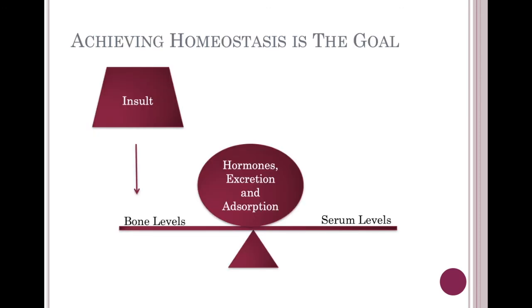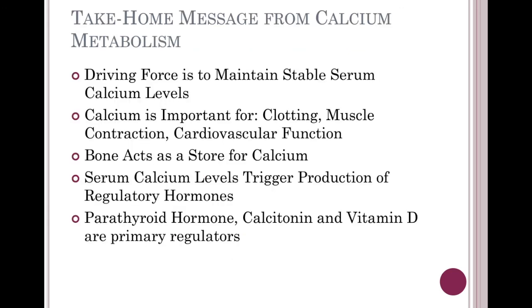So really achieving homeostasis is the goal. What we've talked about right now is how we maintain the homeostasis of the serum calcium, and also maintaining the proper levels of bone as well. But what's also important to understand is how an insult or a disease state can affect this balance and cause significant clinical consequences, and how that'll affect the regulation of both the serum levels and the bone health.